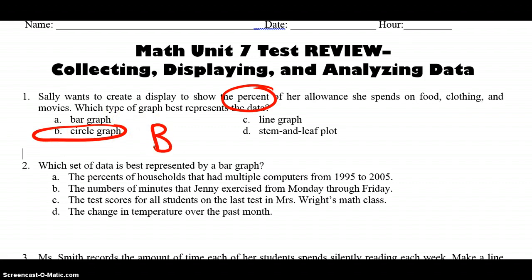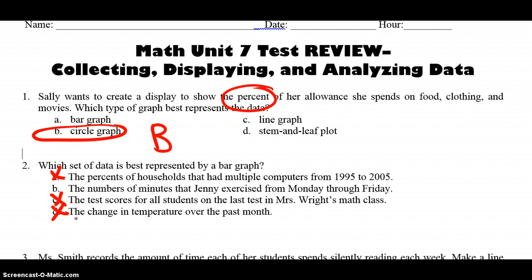Number 2, which set of data is best represented by a bar graph? Okay, the percent of households that had multiple computers from 1995 to 2005. Okay, that's percent, so it's not that. Let's look at D. The change in temperature over the past months. That is a line graph, so it's not D. C, the test scores for all students in the last test in Mrs. Wright's math class. Okay, this would be a stem and leaf plot, so that would be the best for C.